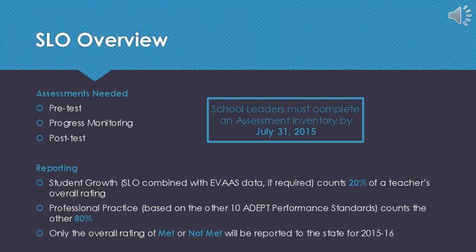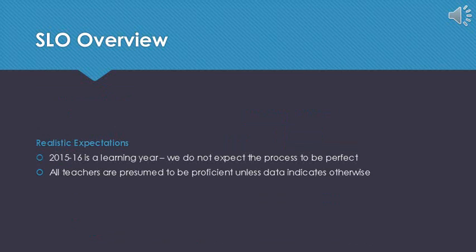Your student growth measures, which will include the SLO ratings, combined with EVAS data when required, will count 20% of each teacher's overall rating. Their professional practice, based on the other 10 ADEPT performance standards, will count the other 80%. After all of this information is combined, only an overall rating of met or not met will be reported to the state.